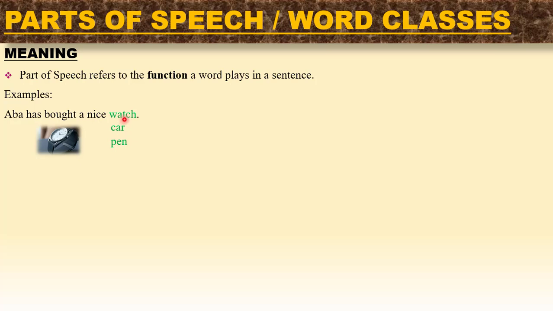Since the words watch, car, pen will all be naming something in this sentence, we will group them into one category. We will call them nouns because they are naming something. Note that in this sentence, watch here is a noun because it is naming something.